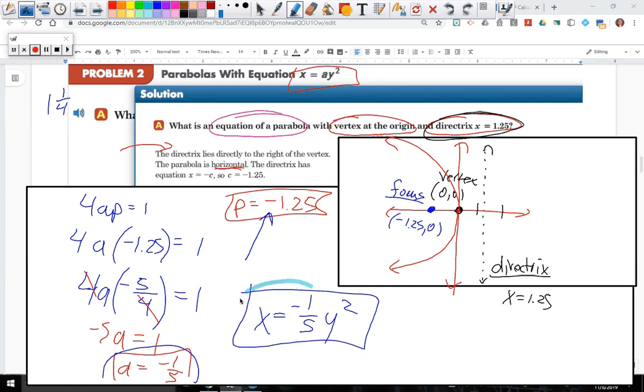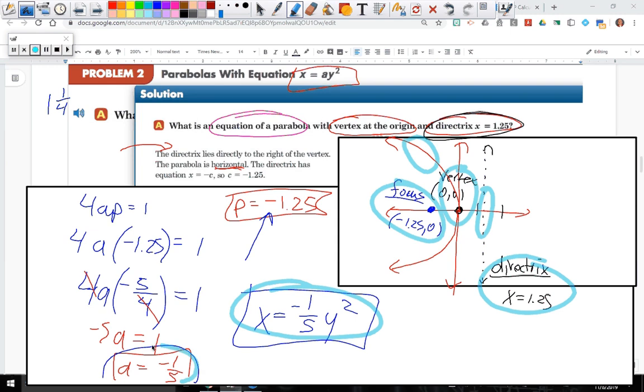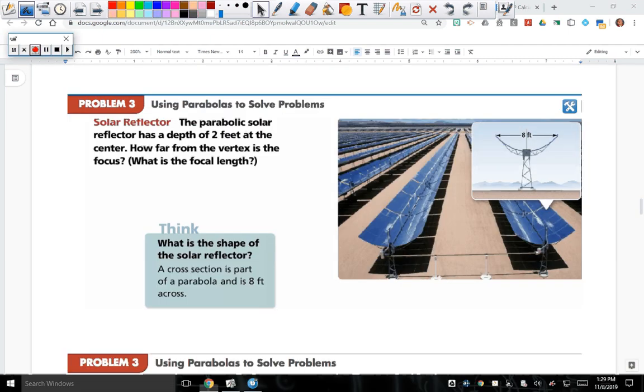Perfect. So I have 1, 2, 3, the parabola is 4, the directrix is 5, and labeling the directrix is 6. Ooh, this one has 7. I wanted the A as well. So 140 if it was perfect. So now I'm setting you up on this one.